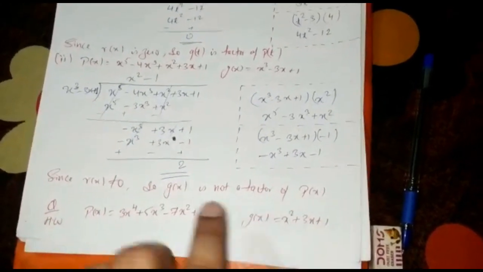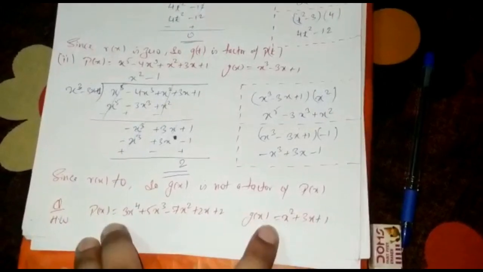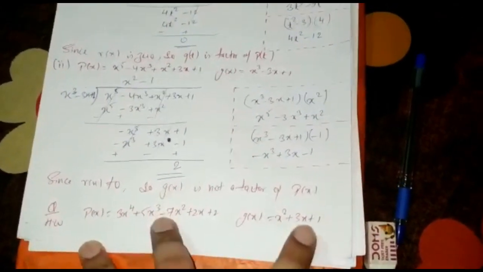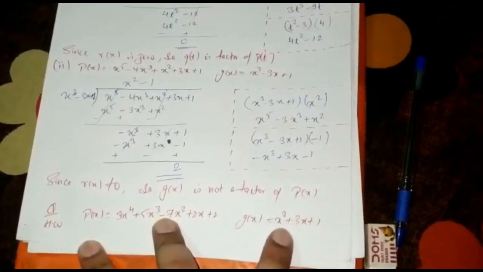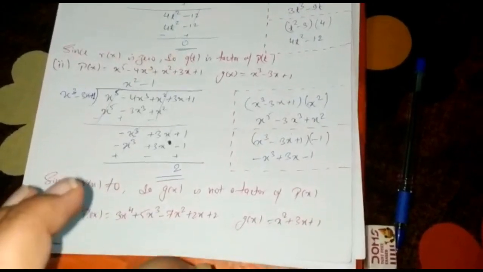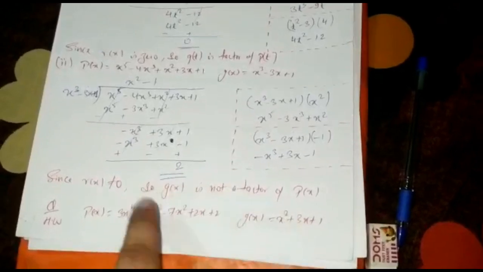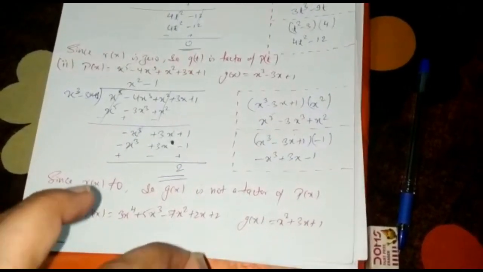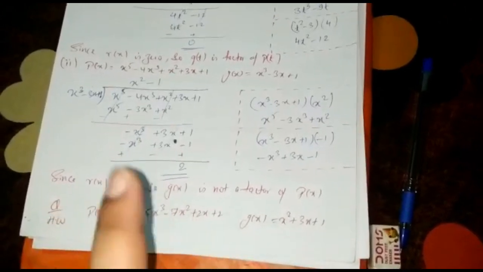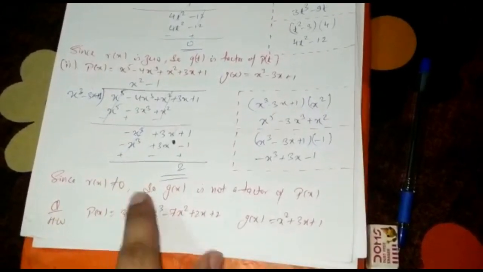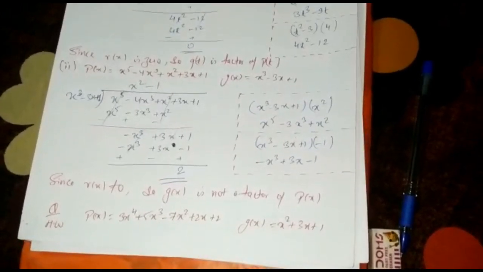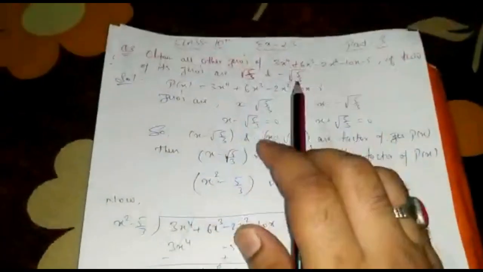That means we have to check whether this is a factor of this polynomial or not. So first you have to divide p(x) by g(x). The only condition for this to be a factor of this polynomial is that when you divide, you get the remainder equal to 0. If you get r(x) equal to 0, then you can say that this g(x) is a factor of this polynomial. Hope you understand the concept.